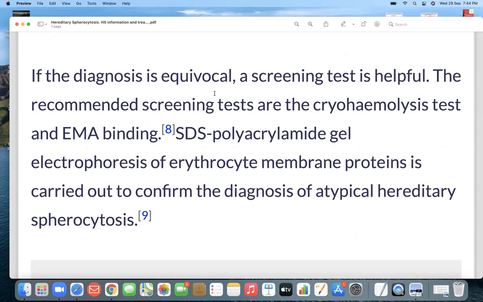If the diagnosis is equivocal, you are not sure of the diagnosis, a screening test is helpful. The recommended screening tests are cryohemolysis test and EMA binding. SDS polyacrylamide gel electrophoresis on erythrocyte membrane proteins is carried out to confirm the diagnosis of atypical hereditary spherocytosis. So this is called the EMA binding test.